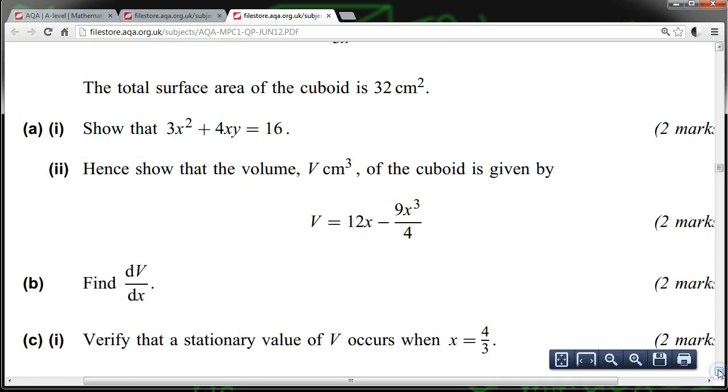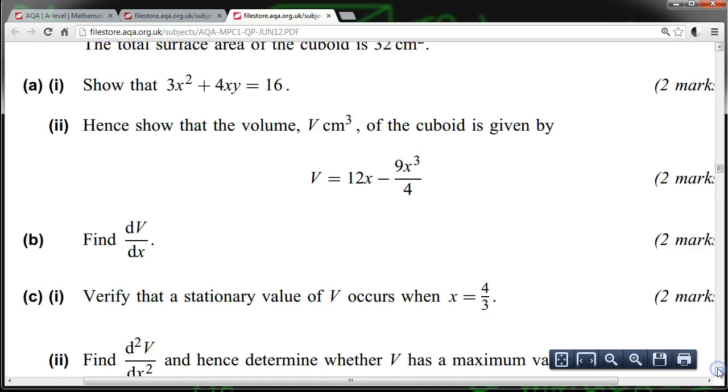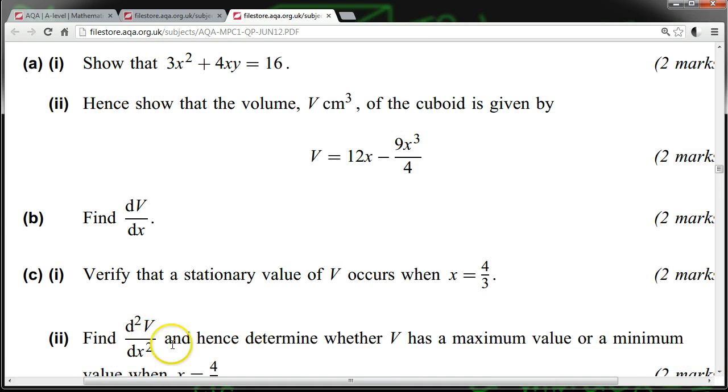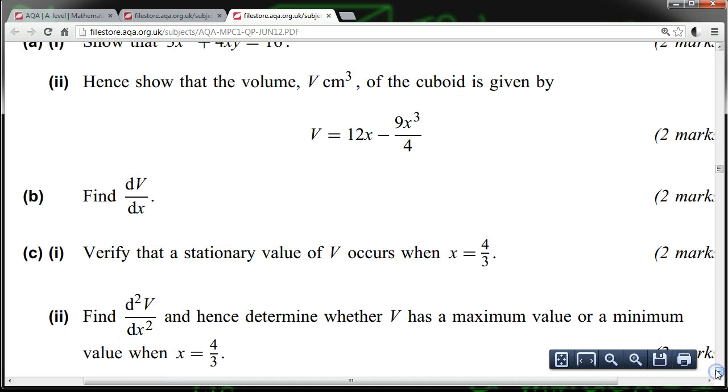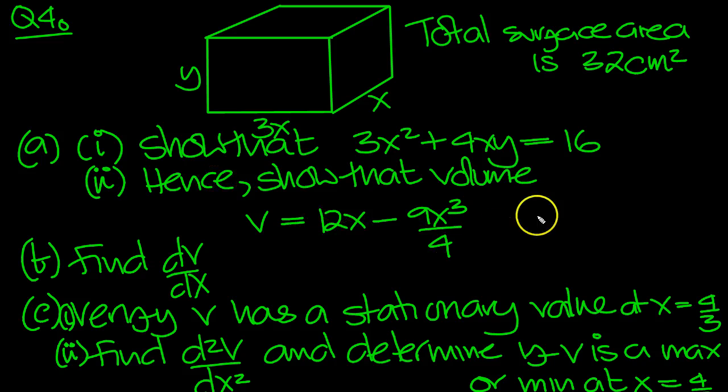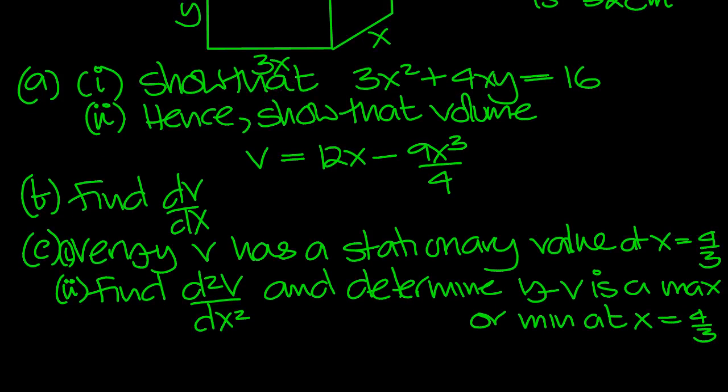Find dV/dx. Verify a stationary value of V occurs when x is 4/3. Find d2V by dx squared and hence determine whether V has a maximum value or a minimum value when x equals 4/3. So I've got the question summarized here. Here's the cuboid then. Show that 3x squared plus 4xy equals 16. Let's have a look at that then.